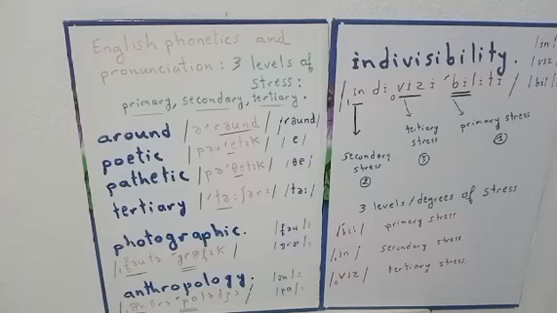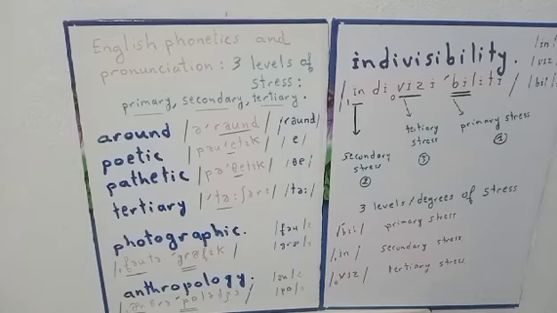Again with the second word, anthropology, an, which is the first syllable, that's the secondary stress, and po, which is the third syllable, that's the primary stress. We say anthropology, and thro, the second syllable, and le and gy, the penultimate and last syllables, are completely unstressed. Therefore, we say anthropology. I repeat, photographic, anthropology.